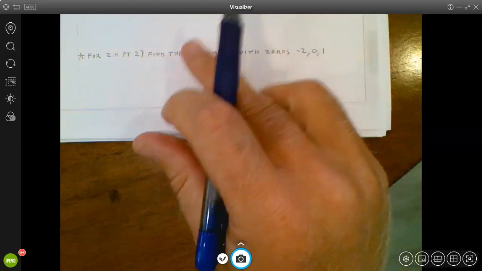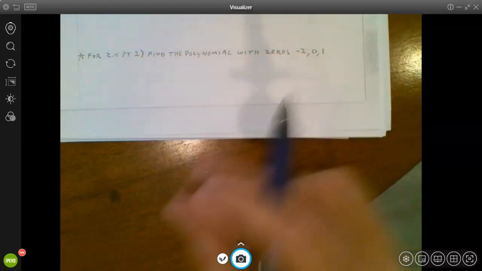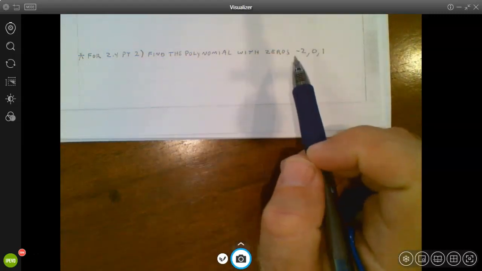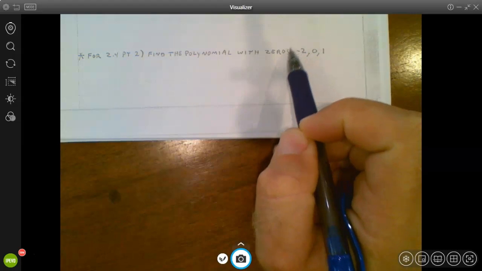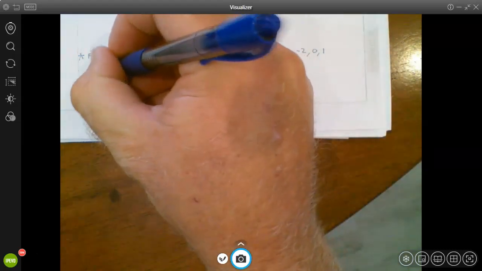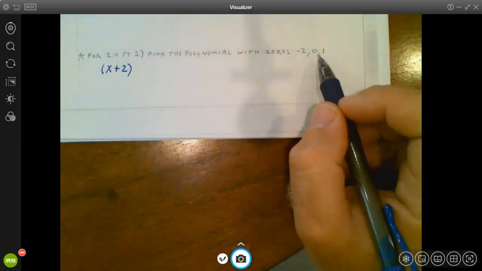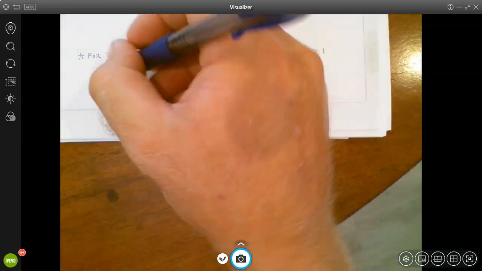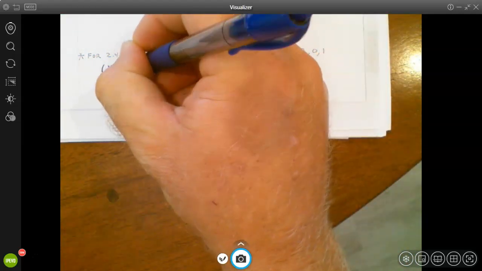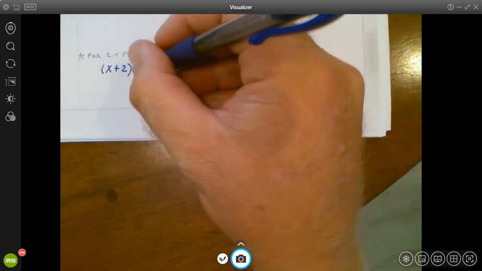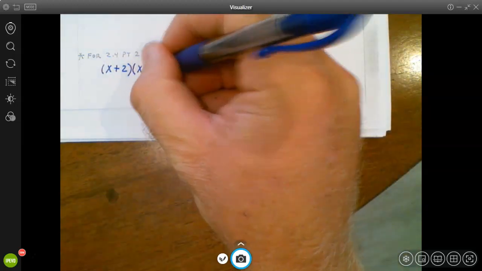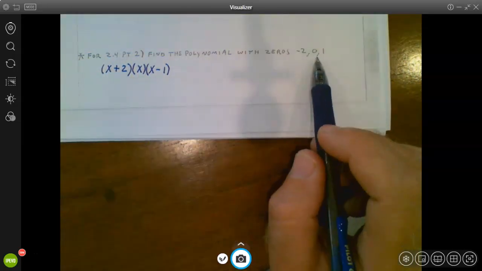So when they say find the polynomial and they give me some zeros, well, if negative 2 is a 0, what is the factor that would have produced negative 2? Of course, that would be x plus 2. What is the factor that would produce 0? That would just have to be x. And the factor that would produce positive 1, as we just saw up above, would be x minus 1. So these are the factors that would produce those zeros.